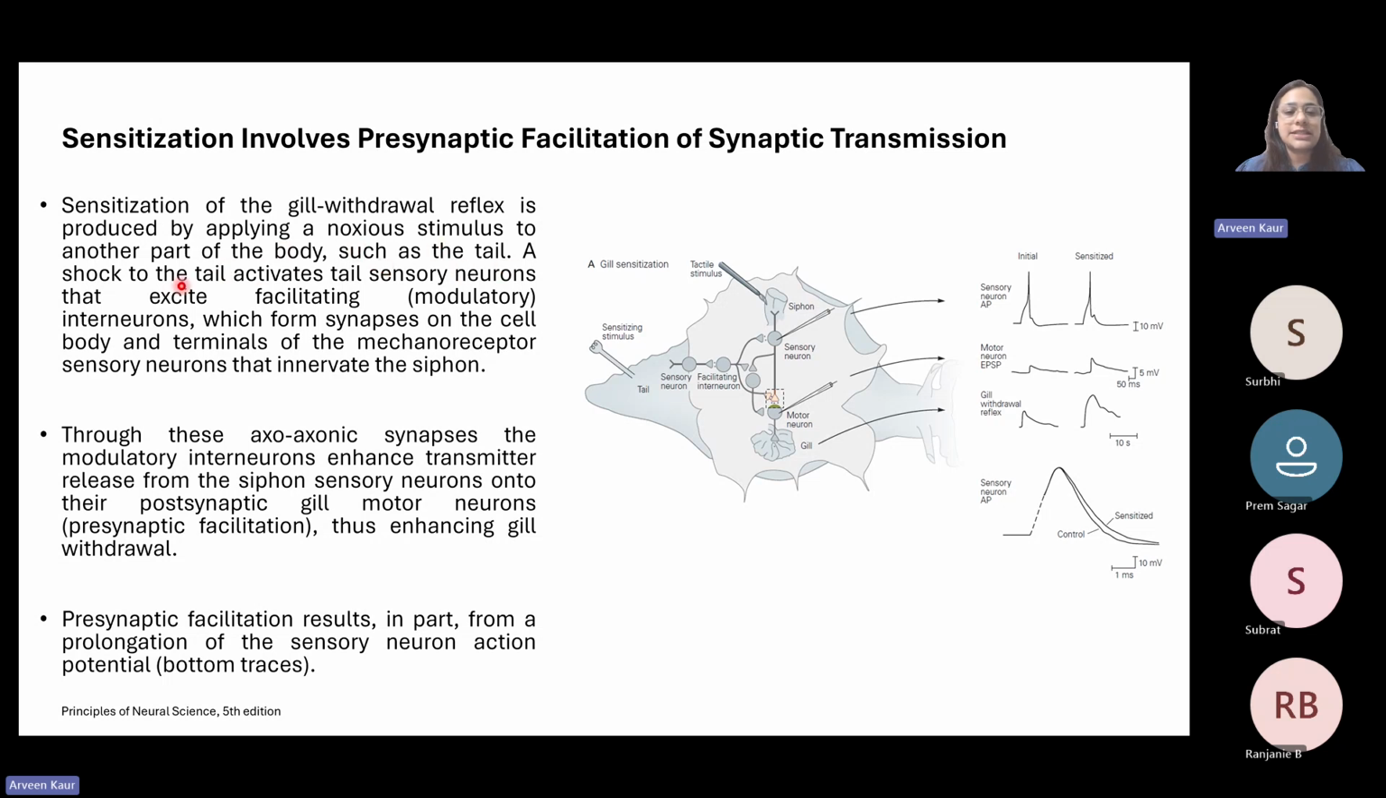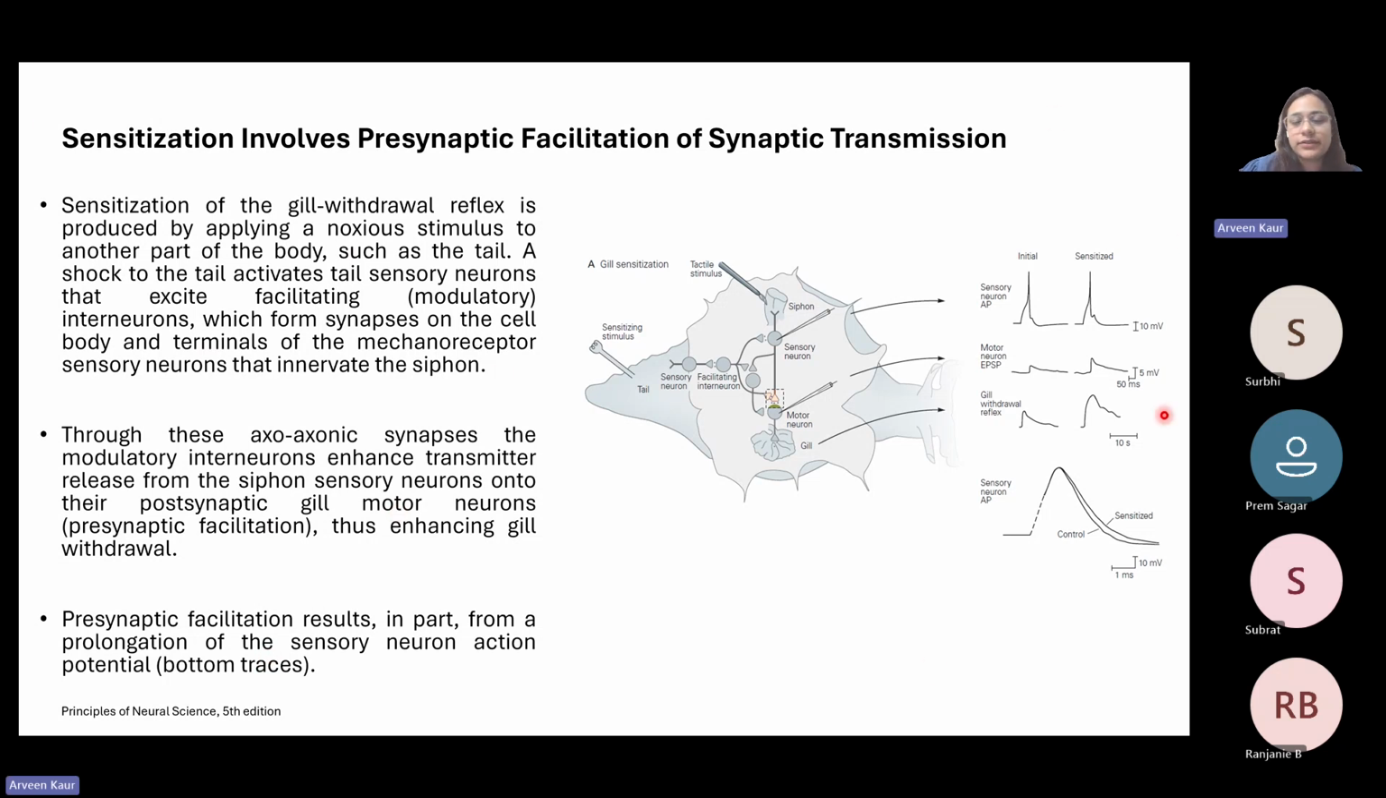Sensitization of the gill withdrawal reflex is produced by applying a noxious stimulus to another part of the body, such as the tail. A shock to the tail activates tail sensory neurons that excite facilitating or modulatory interneurons, which form synapses on the cell body and terminals of the mechanoreceptor sensory neurons that innervate the siphon, right? Through these axoaxonic synapses, the modulatory interneurons enhance transmitter release from siphon sensory neurons onto their postsynaptic gill motor neurons, thus enhancing the gill withdrawal. And presynaptic facilitation results in part from a prolongation of the sensory neuron action potential, right?